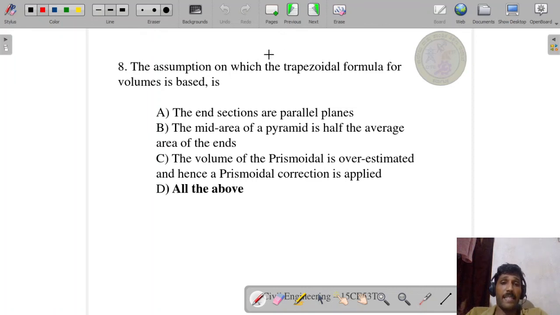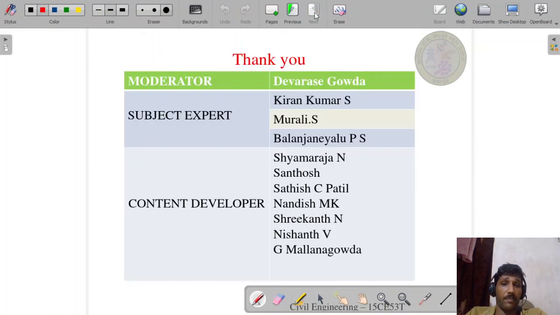Next, the assumption on which the trapezoidal formula for volume is based: the end sections are parallel planes, mid area of pyramid is half the average area of the ends, the volume of the prismoidal is overestimated and hence a prismoidal correction is applied. Then all the above. Which is the correct answer? Option D is the correct answer.